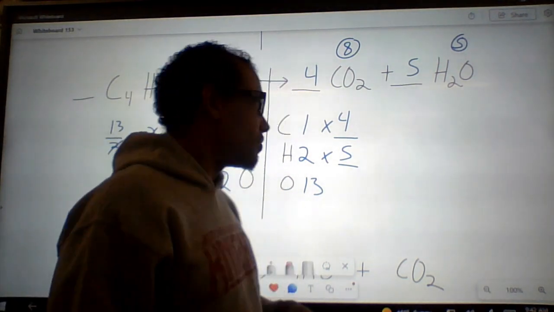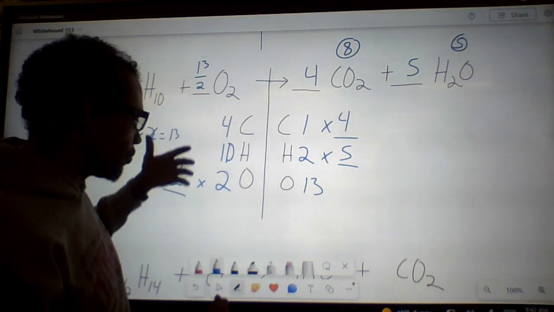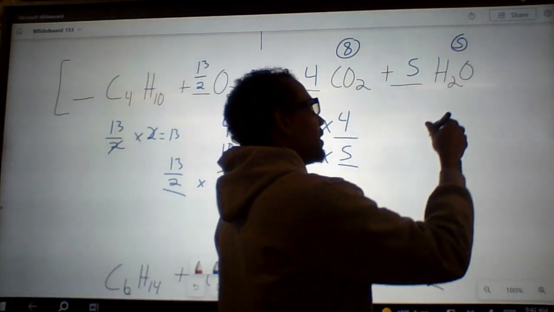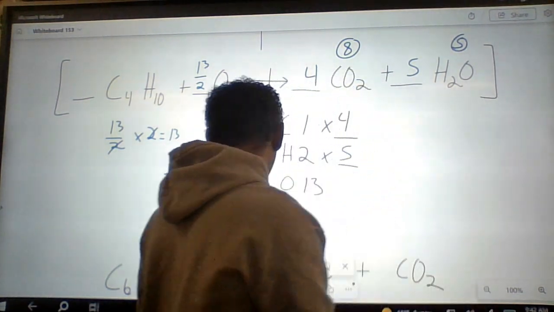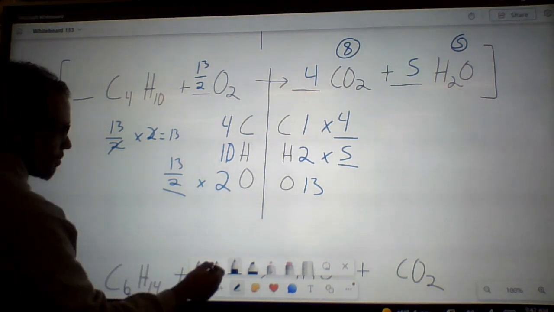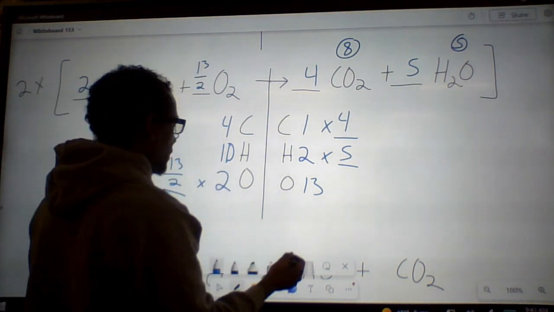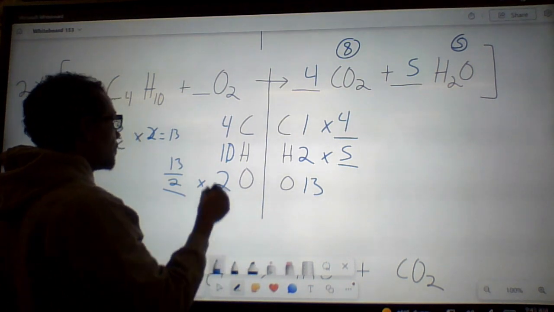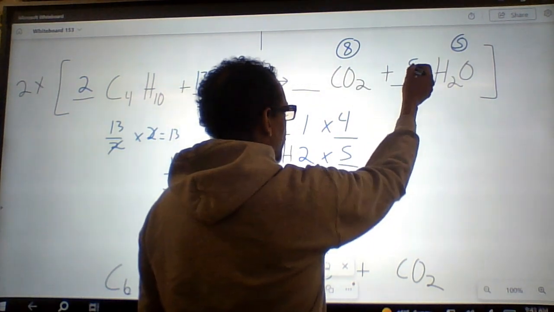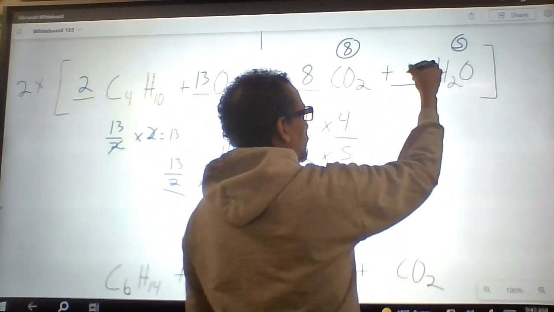Then the last step is we need to get rid of this. So we don't want to keep that fraction in there. We want all of these coefficients to be whole numbers. So just like in a math problem, we can multiply everything by a factor of 2. We do the same thing here. We're just going to use some math. So this would be multiplied by 2. So over here, now we're going to get a 2 here. 13 over 2 multiplied by 2 is going to just be 13. And then 4 times 2 is 8. And then 5 times 2 is 10.